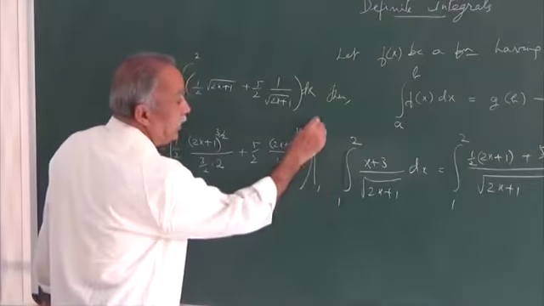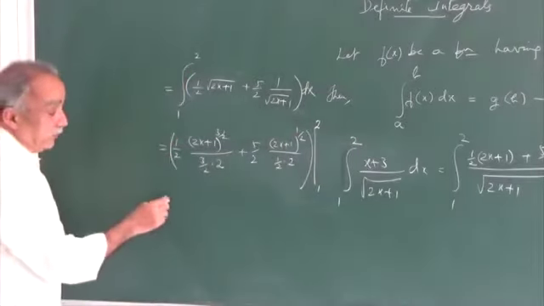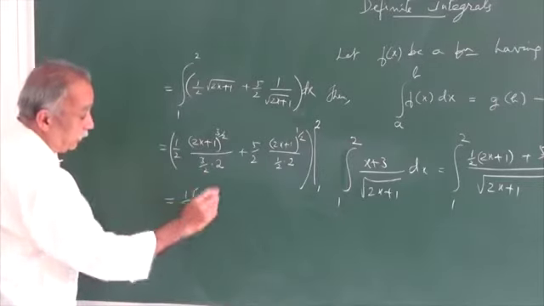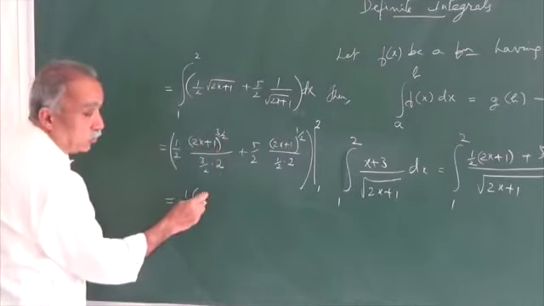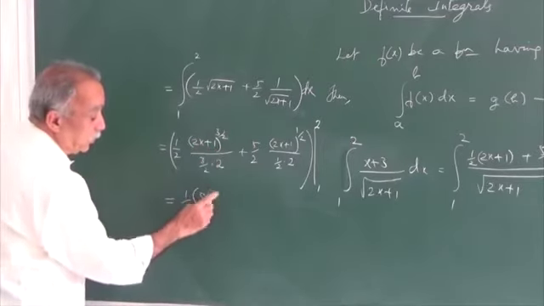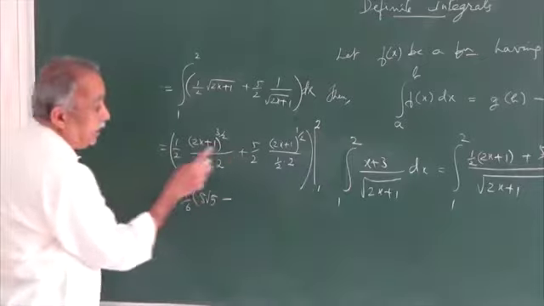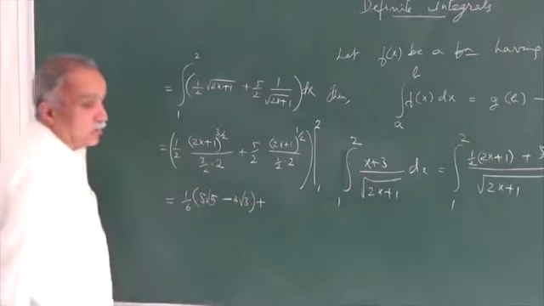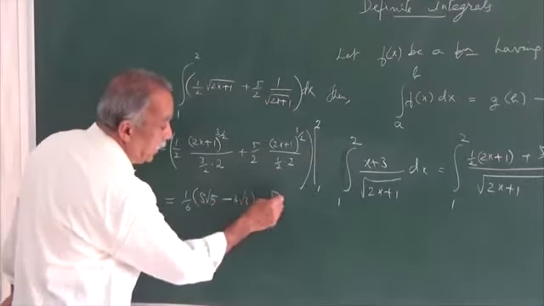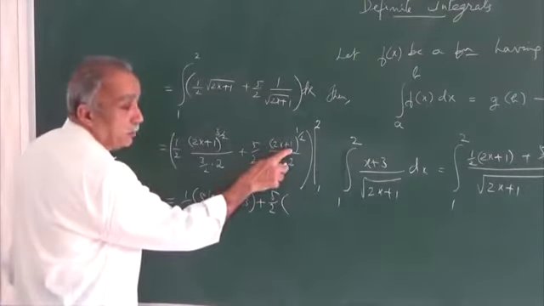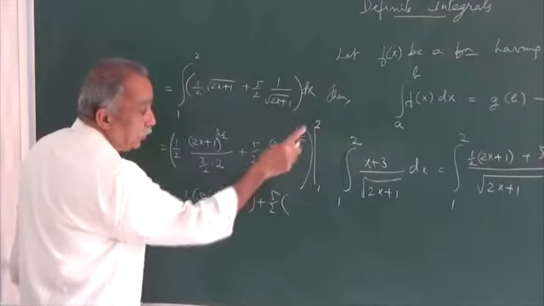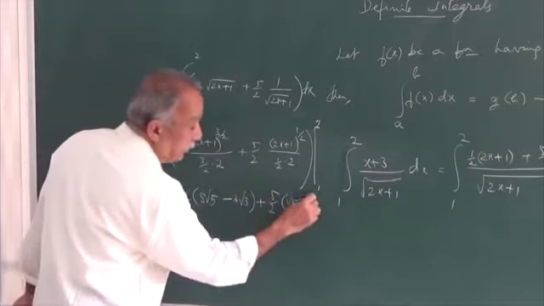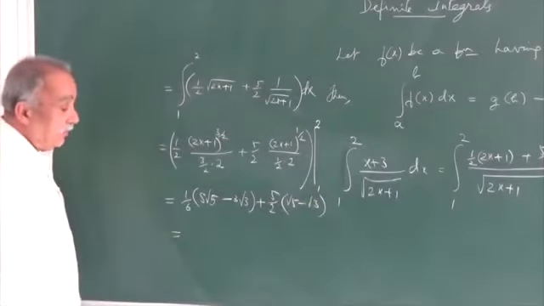Now this is to be evaluated between 1 and 2 to get the value of the definite integral. We will be getting 1/6 of, what is this at 2? 5 to the power 3 by 2, 5 root 5, minus what is the value at 1? 3 to the power 3 by 2, 3 root 3, plus this portion is 5 by 2 into 2x plus 1 to the power half, to be evaluated between 1 and 2. At 2, 5 to the power half minus at 1, 3 to the power half. This is the value of the definite integral.